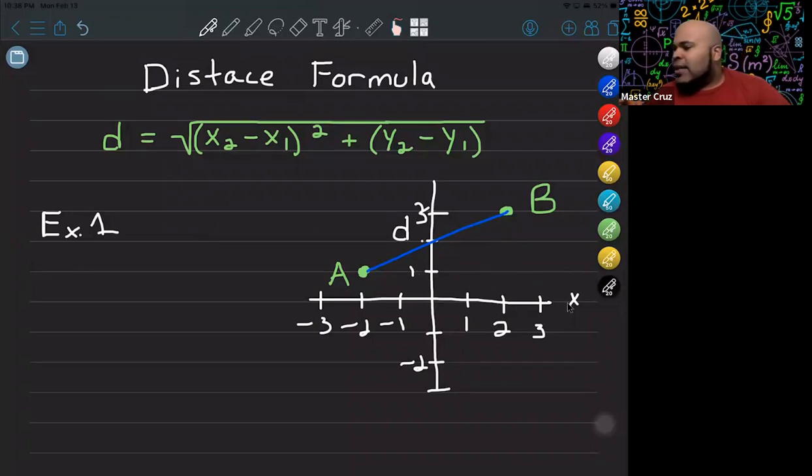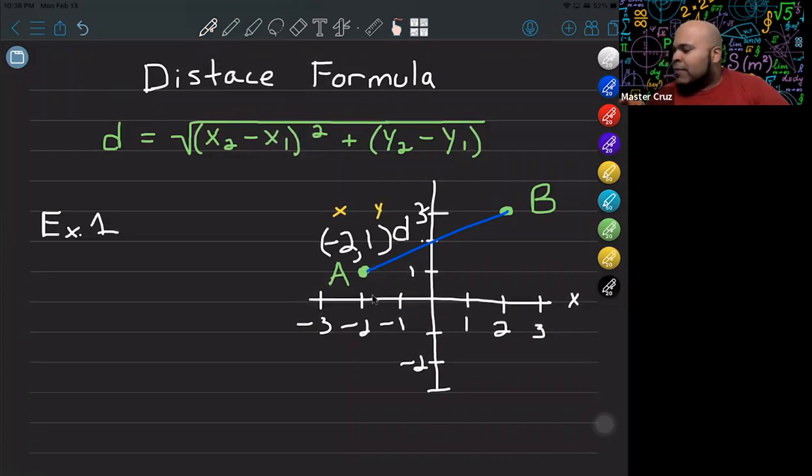So here we go. Let's label the points. Point A has coordinates x, y, like every other point, right? This is always x, y. And the x value over here is -2. The y value is +1.